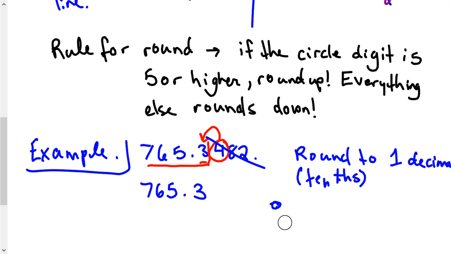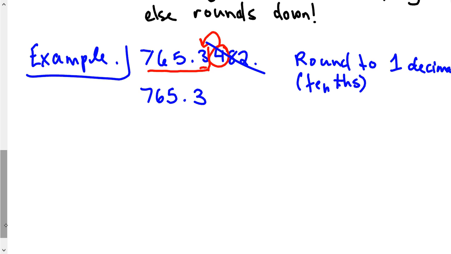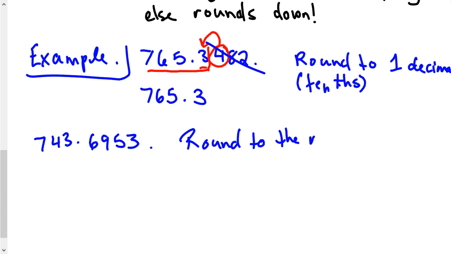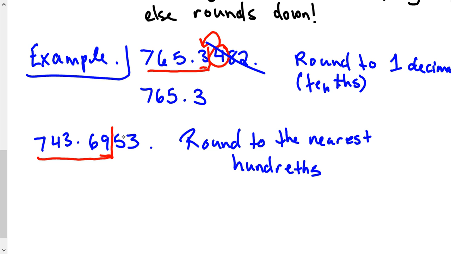Okay, let's get rid of that. Let's do another one. 743.6953, round to the nearest hundredth. I'm going to write it down here because I don't think I have enough space. Okay, so I'm going to know that 9 is in my hundredth spot because tenths, hundredths. Draw a line all the way over there. Draw a vertical line.